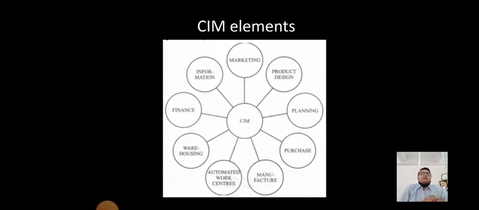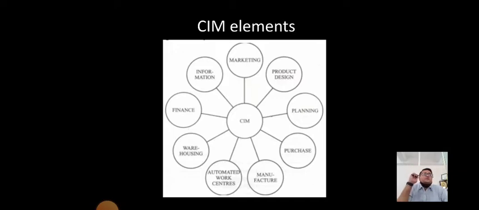So the first element is marketing. The need for the product is identified by the marketing division. What is the need of the product? That is identified by whom? By the marketing division. The specification of the product, the projection of manufacturing quantities, and the strategy for marketing the product are also decided by the marketing department. Marketing also works out the manufacturing cost and the economic viability of the product. So this many decisions are covered under the marketing element.